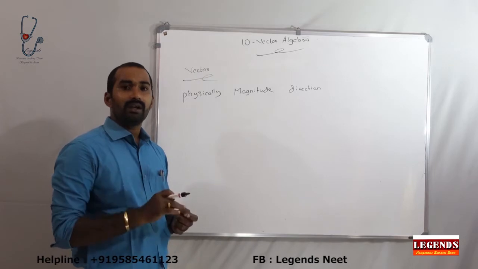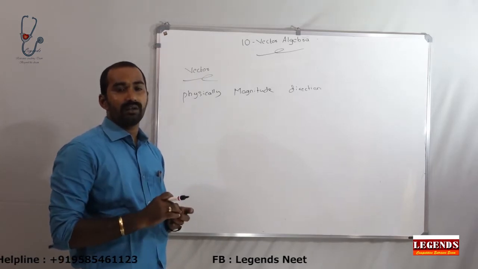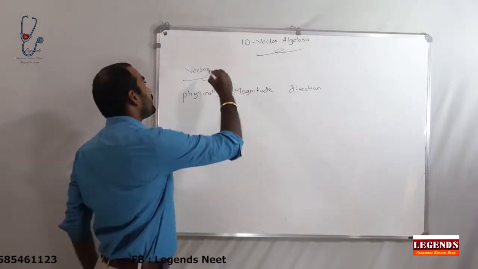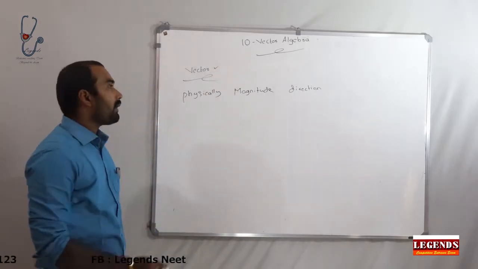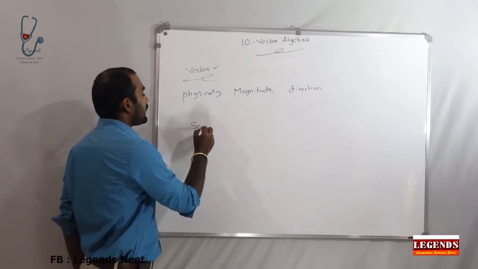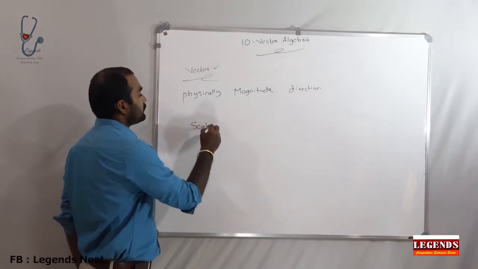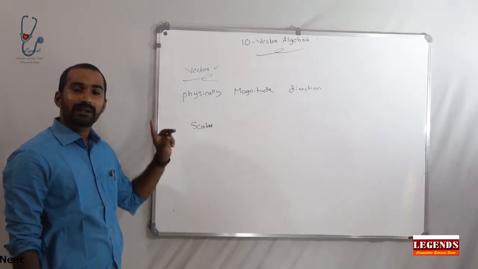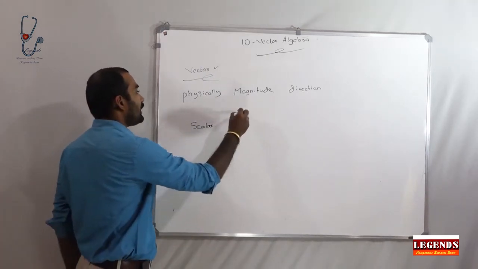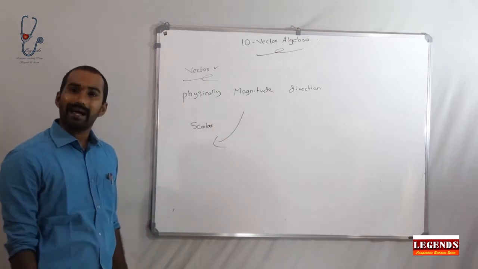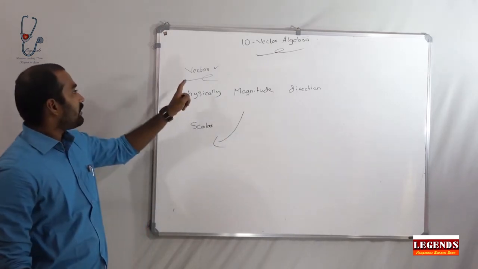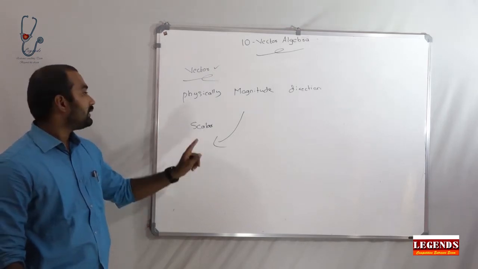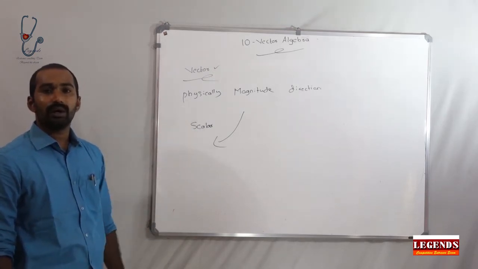That means if a physical quantity contains both magnitude and direction, it is called a vector quantity or vector. Otherwise, the next one is the scalar quantity. A scalar quantity has only magnitude, no direction. A vector quantity contains both magnitude and direction, while a scalar contains only magnitude.